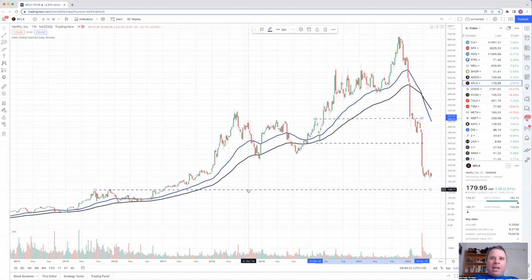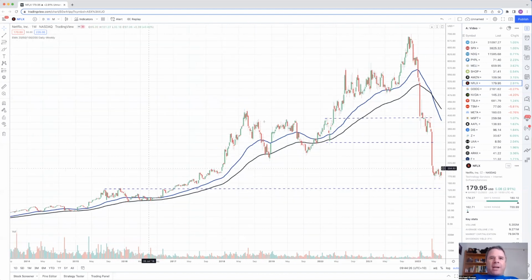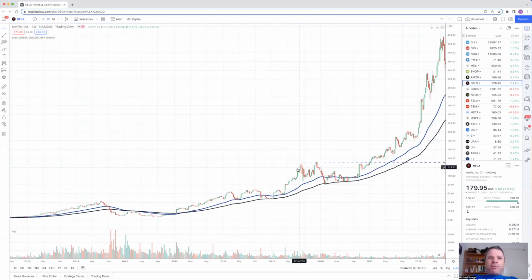The next support level for Netflix is $131. And the reason for that support level: if you go back to 2016, you can see the share price hit $130 and it struggled to get through it for about a year or so.